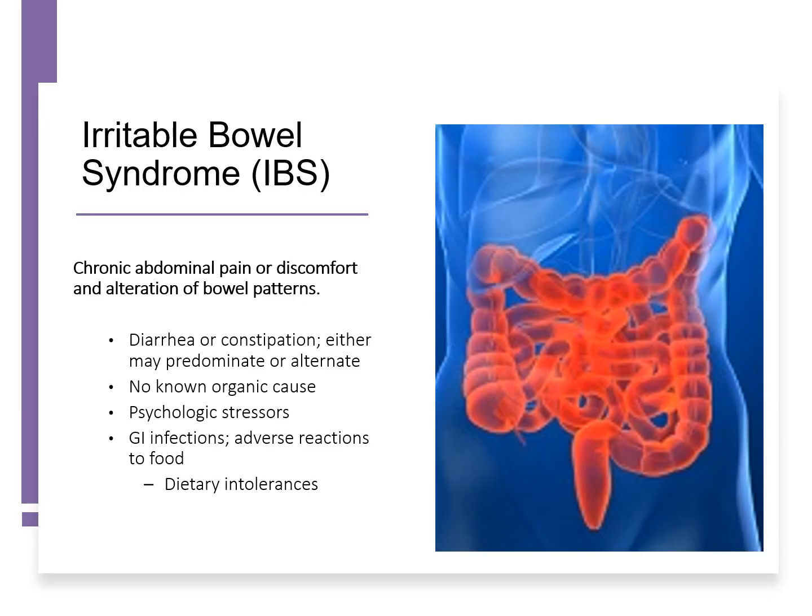Moving on to irritable bowel syndrome, or IBS. So this is chronic abdominal pain and alteration of bowel patterns. So alteration of bowel patterns could mean diarrhea or constipation, or it can go back and forth between the two. There is no specific cause for this. It's not a pinpoint diagnosis.